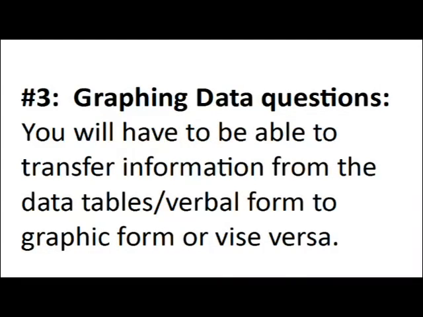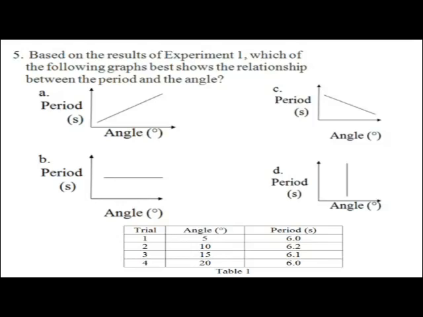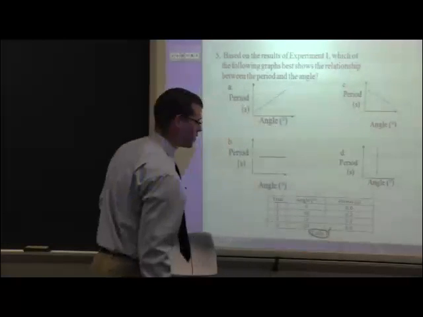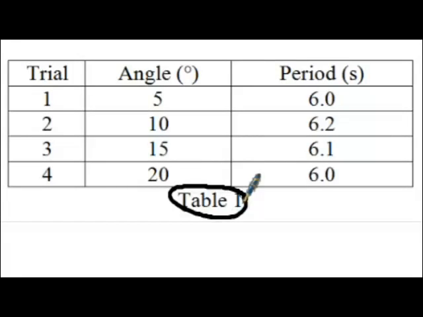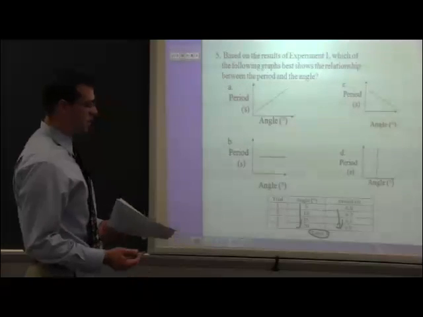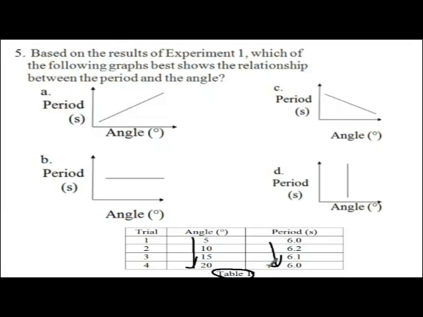All right, the third type of question you're going to experience is graphing data questions. You're going to have to be able to transfer information from the data tables in verbal form to graphic form or vice versa. Okay, so here's a question. Number 5, based upon the results of experiment 1, which of the following graphs best shows the relationship between the period and angle? Again, look at table 1. Table 1 was the one where you had angle and period. So you can see angle goes up, the period doesn't change. So we want to look for a graph where the angle is going to increase, but the period's going to stay exactly the same.